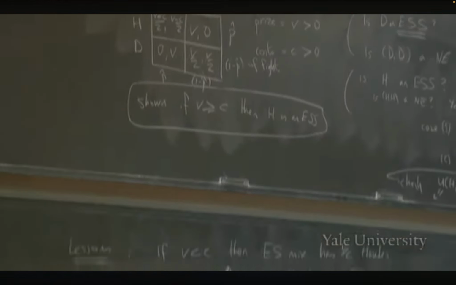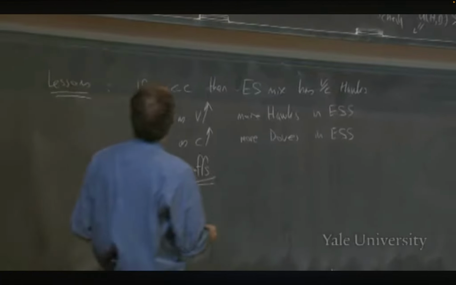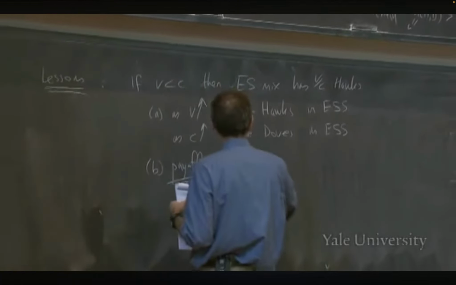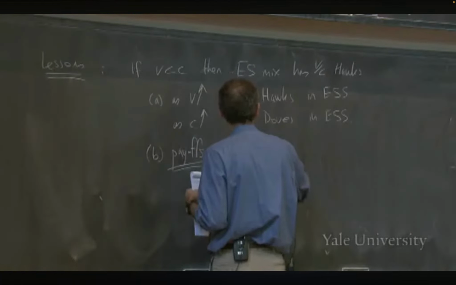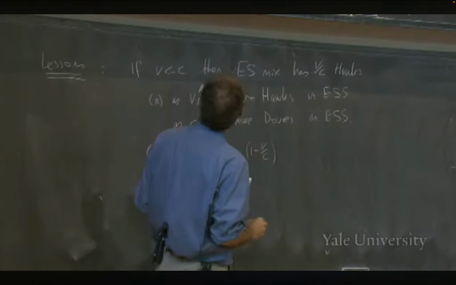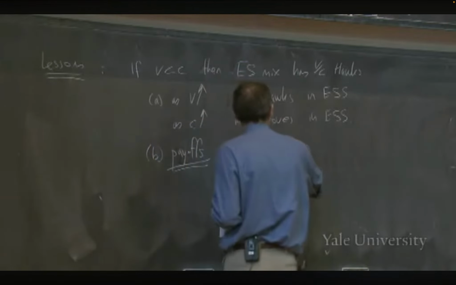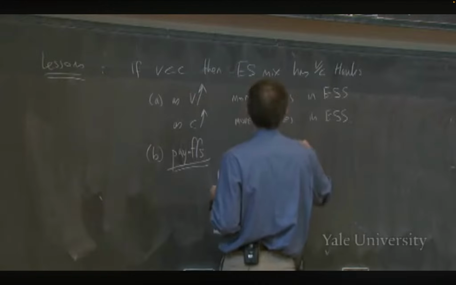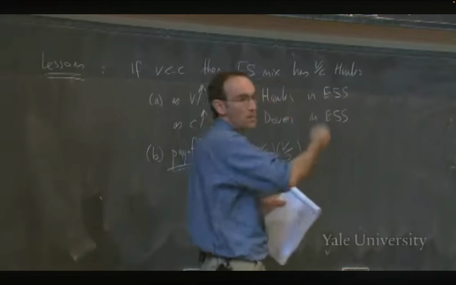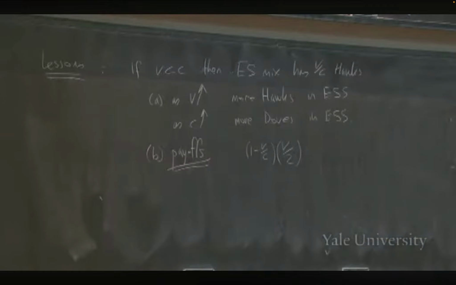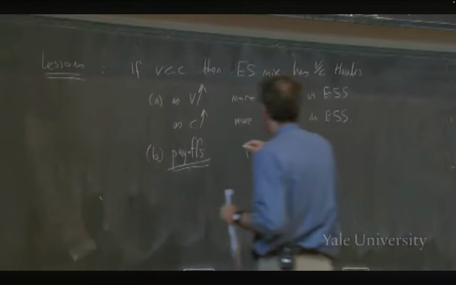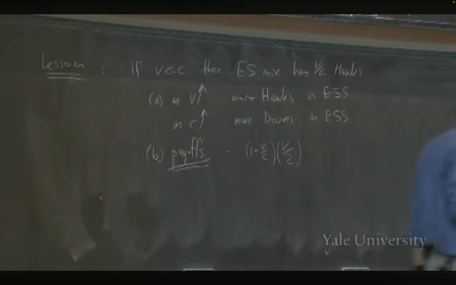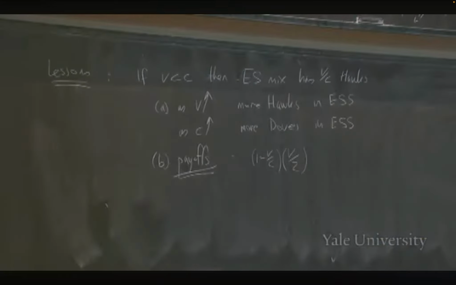All right, so the payoff was what? It was, if you were dove, then 1 minus V on C of the time, you met another dove, and in that instance, you got a payoff of V on 2. And it must be the payoff to being a dove is the same since they're mixing. All right, so this is the payoff. So what's happening to this payoff as we increase the cost of fighting? What happens as C rises?